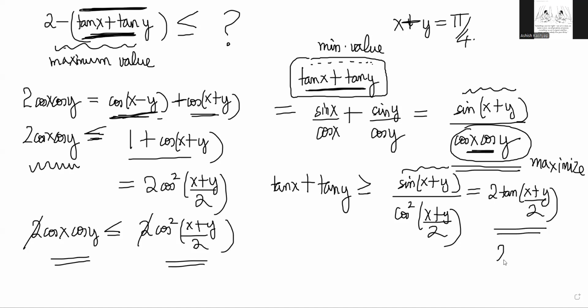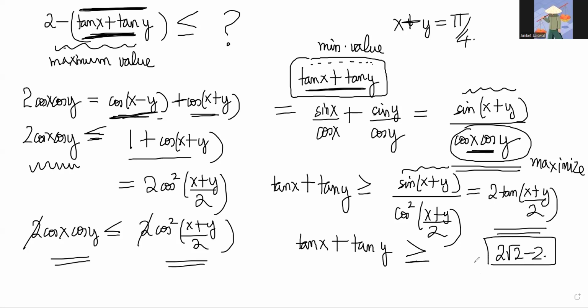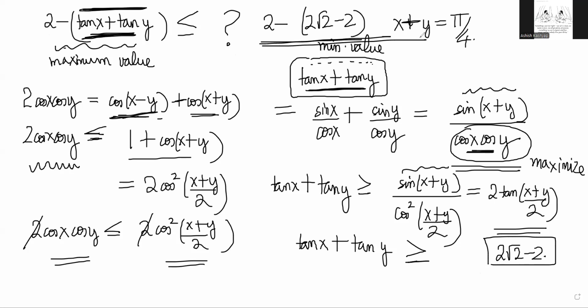So this is 2 root 2 minus 2. We are getting tan x plus tan y is greater than or equal to that. So now we'll get 2 minus this will be less than or equal to 2 minus 2 root 2 minus 2. So it will become 4 minus 2 root 2. So we can do it like this.